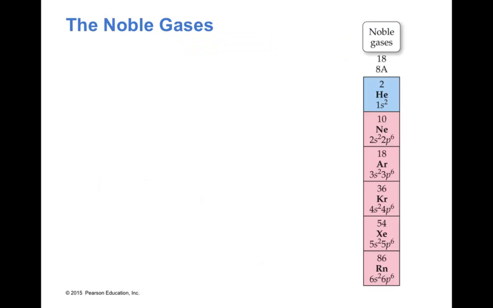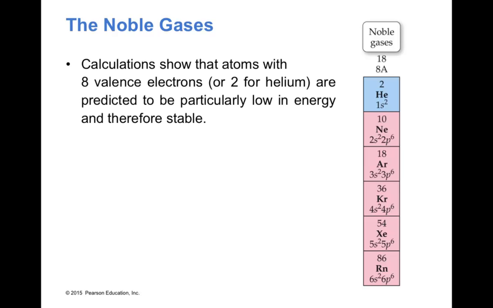So let's start with the noble gases, which are in group 8A. Calculations show that atoms with 8 valence electrons, or 2 for helium, are predicted to be particularly low in energy and therefore stable. So all the elements that are part of the noble gases are really, really stable. That's why all of the other elements want to be like them, because they want to have the stability that the noble gases have.